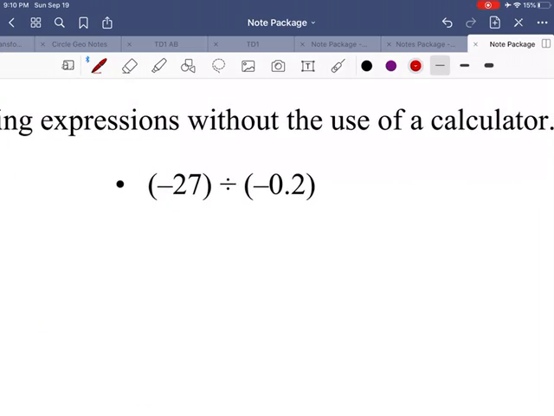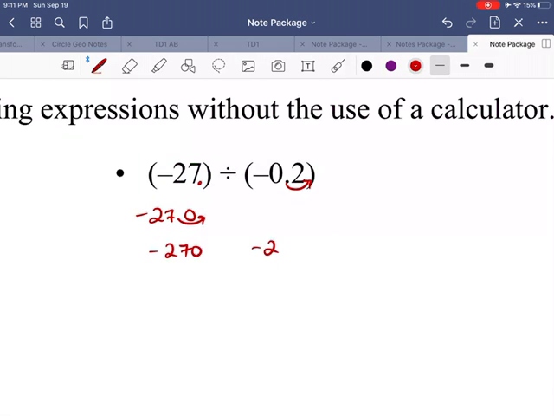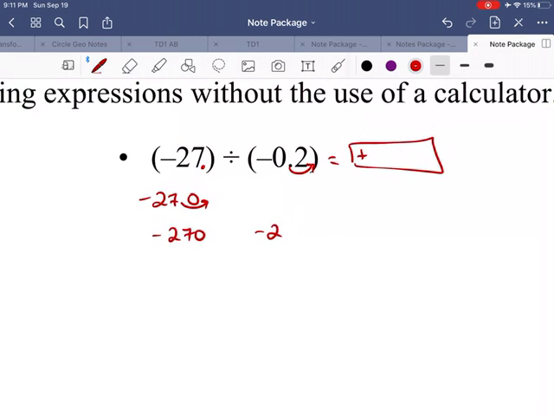All right. Here's an example where this is already good to go, like there's no decimals, but this has a decimal. So we need to move both one spot. So the decimal, this is negative 27.0. So if I move it 1, I get negative 270. And if I move that, I get negative 2. All right. Now a negative divided by negative, my answer is going to be positive. So I can just divide this normally, and I'll be good to go.